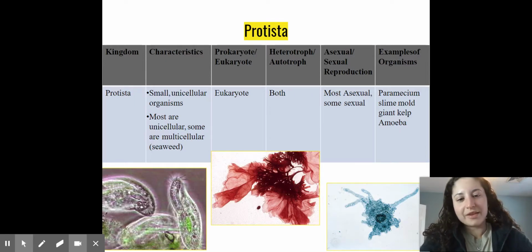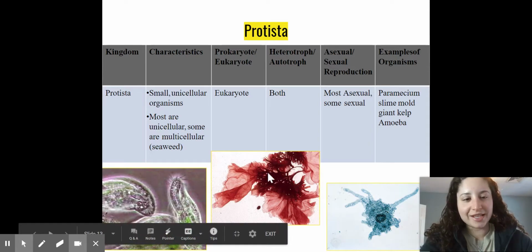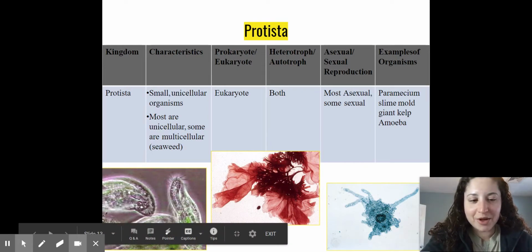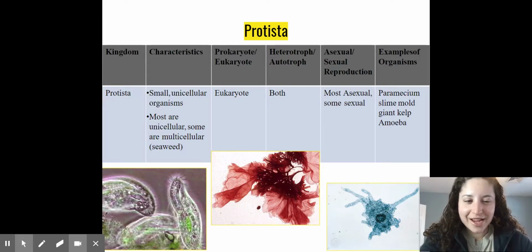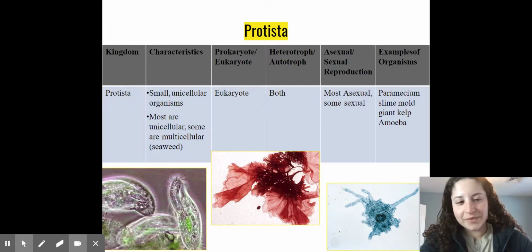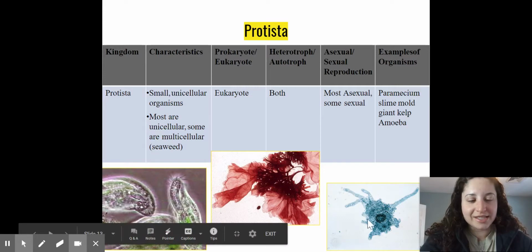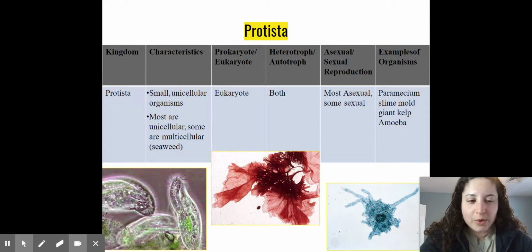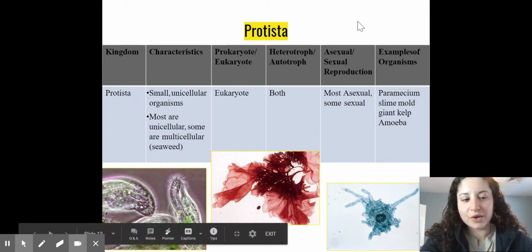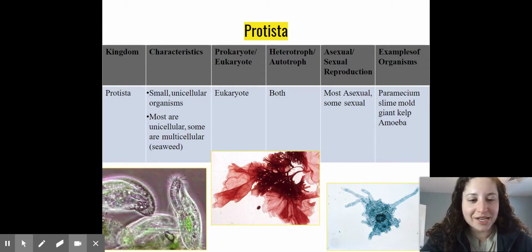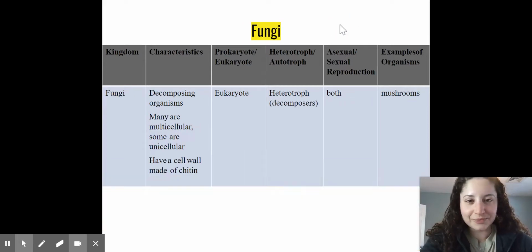It's a protist. We have some giant kelp, which is what you see right here. It's kind of like seaweed. And again, it behaves kind of like a plant, but also not really. So we can't classify it as a plant. So it becomes a protist. And then the last example over here is the amoeba. So again, it's unicellular, but it can also move around. So we want to classify it as an animal, but we can't. So it's a protist. So that's the kingdom of Protista. It's kind of like the group of organisms that don't fit into other groups.